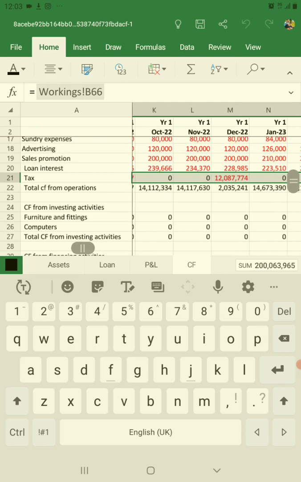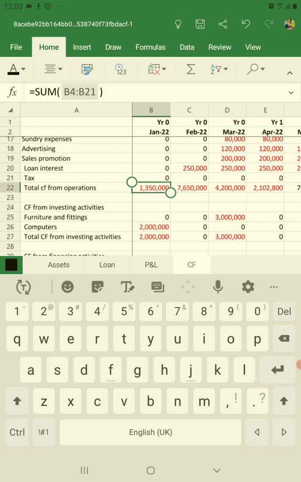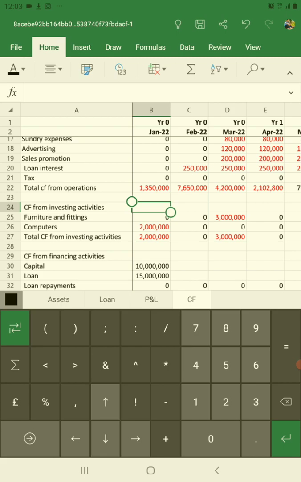Okay, let me see if my formula for total cash flow from operations also includes the tax component. Yes, it is included. So we are done with the modeling of the cash, and now we have to do it on the balance sheet side.